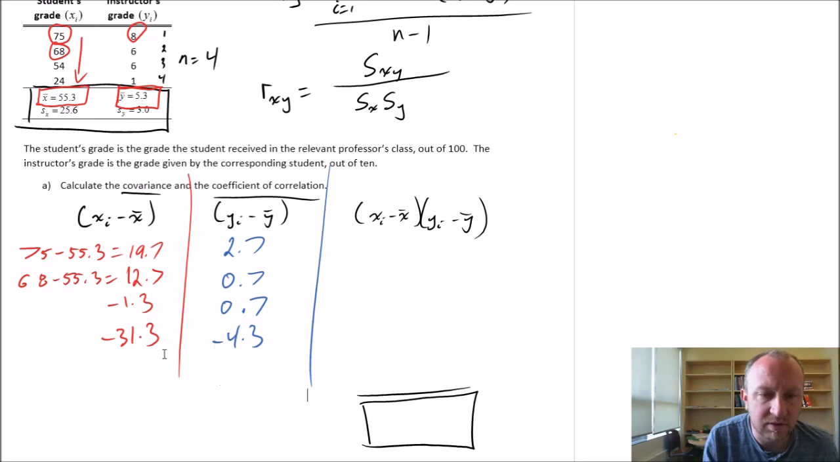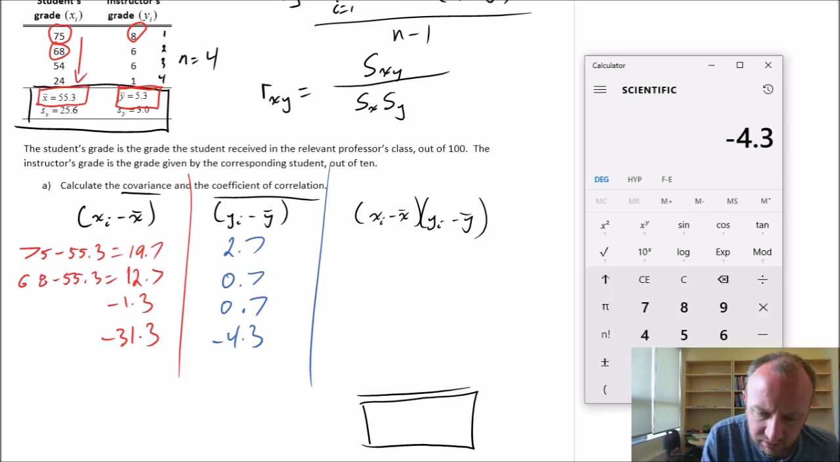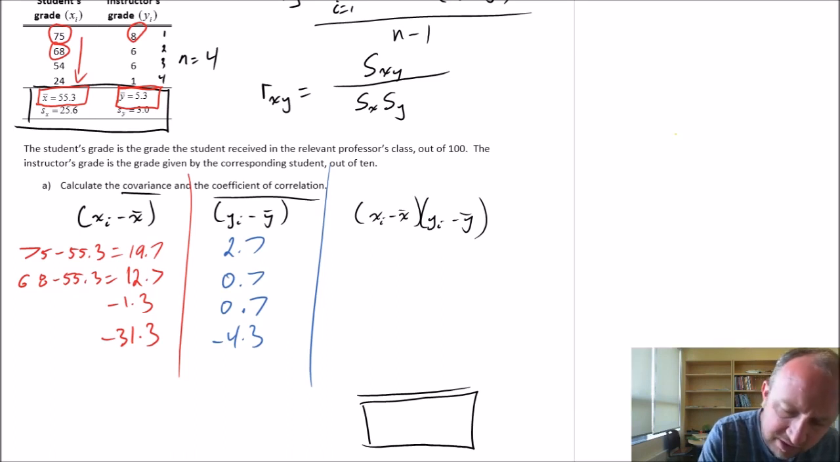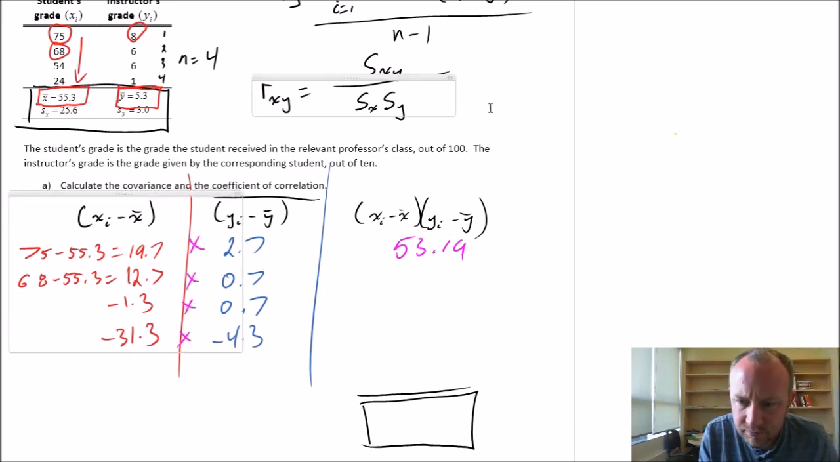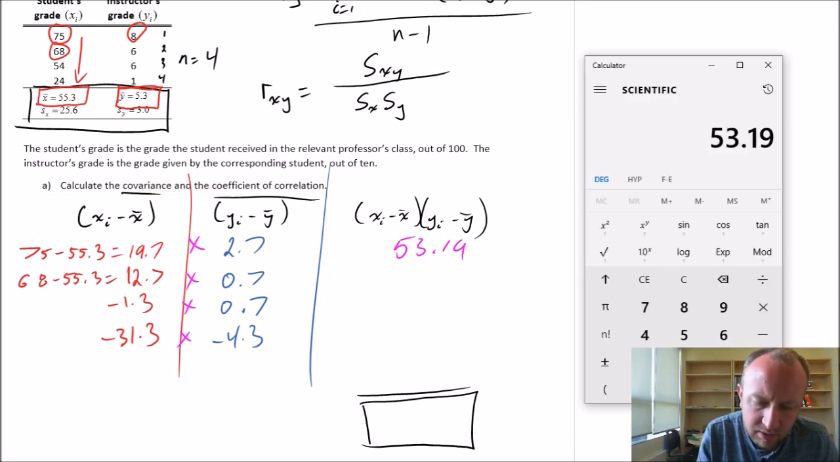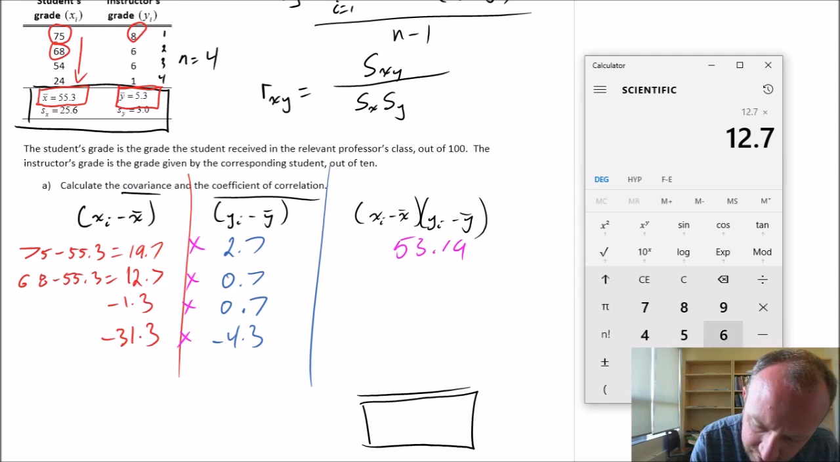And now we want to multiply these together. So now I'm going to be looking at 19.7 times 2.7, 53.19. All right, so I'm just multiplying those two, those two, those two, and these two. So the next one is 12.7 times 0.7, 8.89.